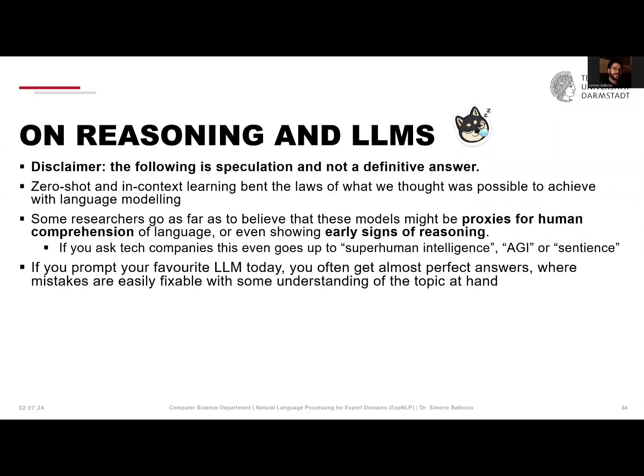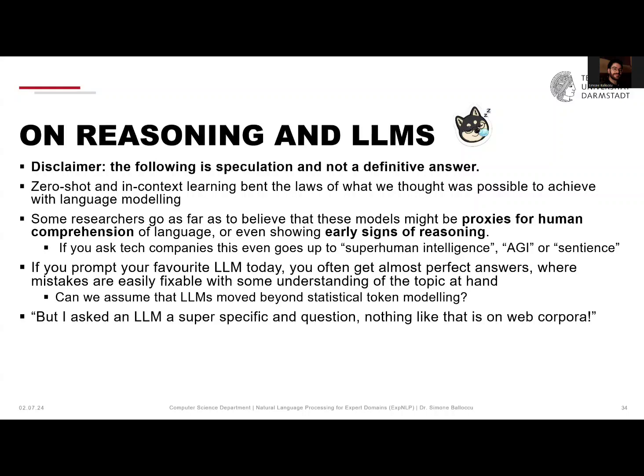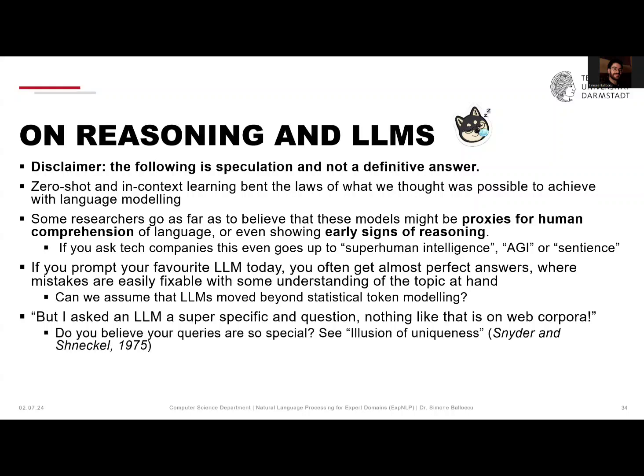Now, it is true that if you prompt your favorite LLM today, you often get an almost perfect answer, and the mistakes are easily fixable. You need some basic understanding of the topic. But can we assume that this means that LLMs move beyond statistical token modeling? Also, you may say, okay, I understand the argument, but yesterday I asked my LLM something extremely specific, which cannot be on a web corpus. And by this, I invite you to refer to The Illusion of Uniqueness by Schneider and Sneckel, a very, very cool, very old psychology paper, which shows you that your queries are not so special. You may be surprised to understand what is on the internet.